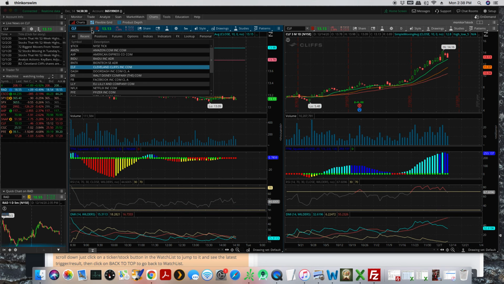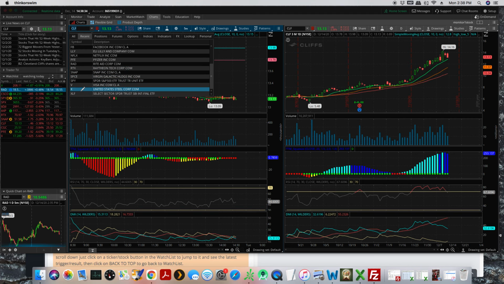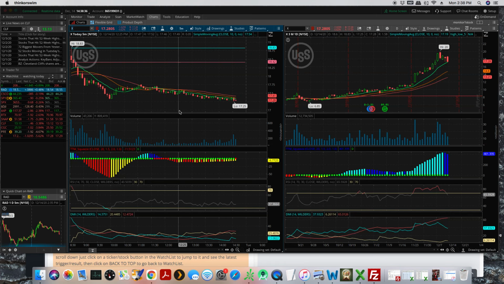I then switched over to US Steel, and for that one, I got in at 9:32. I got out of Cliffs at 9:16, and got in on these candles right here. I was looking for a break below this low.